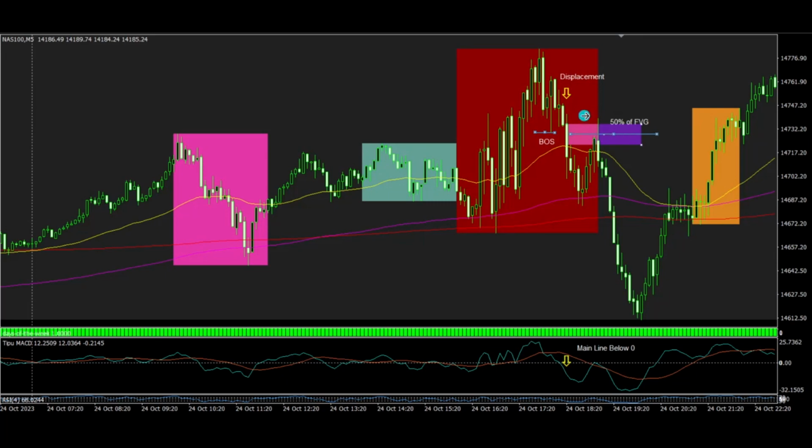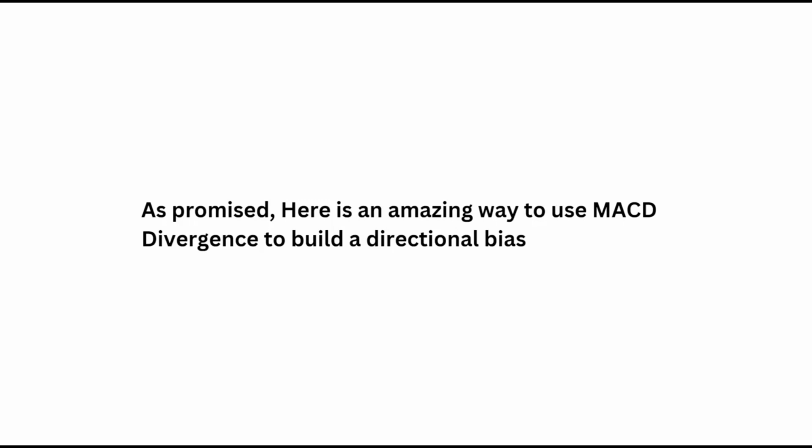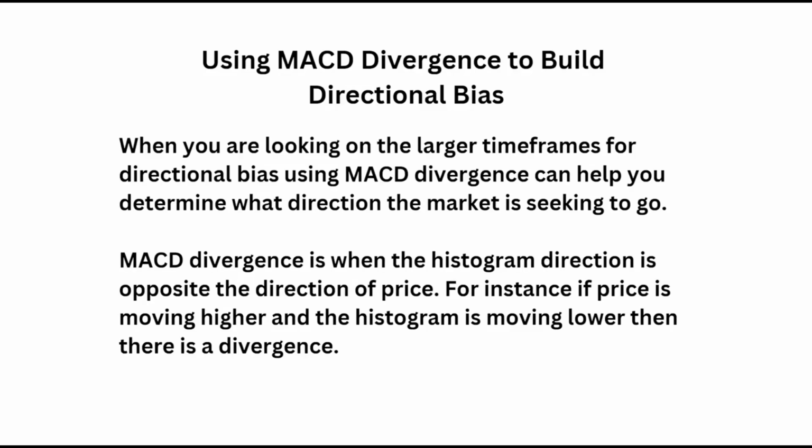As promised, here is an amazing way to use MACD divergence to build a directional bias. Using MACD divergence to build a directional bias. When you are looking on the larger time frames for directional bias, using MACD divergence can help you determine what direction the market is seeking to go.